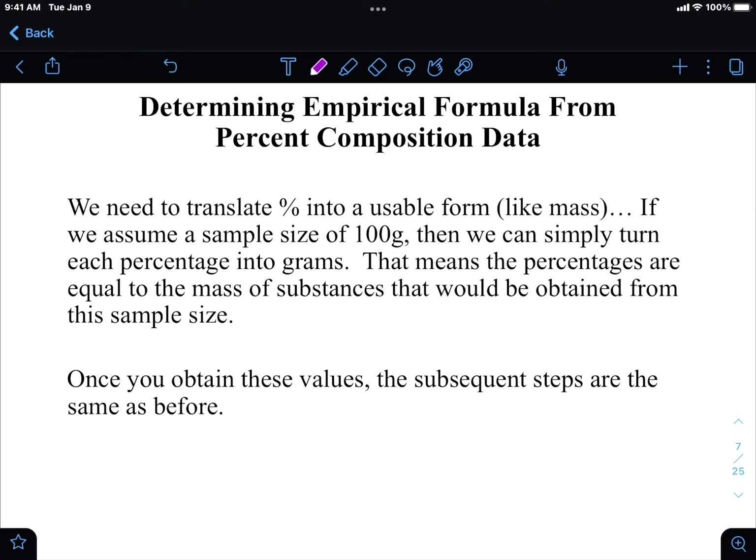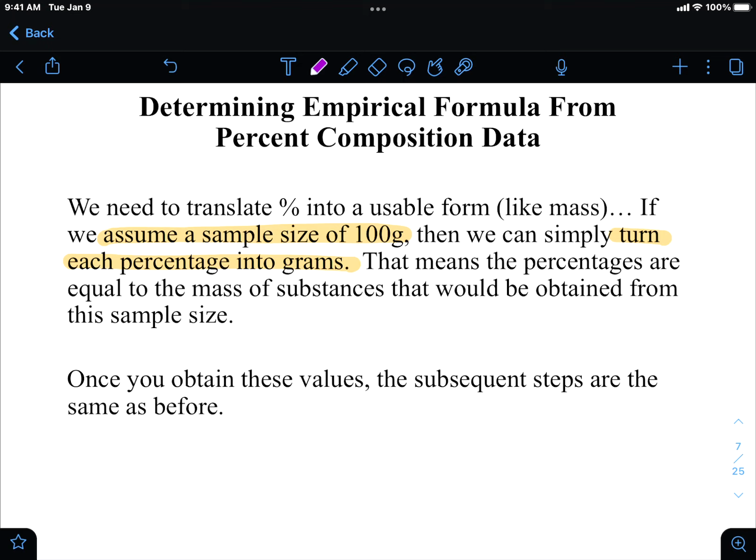Now, this time, instead of being given grams, you might be given percentages. Right? So if you are given percentages, then you are just going to turn each percentage into grams, meaning you're assuming a sample size of 100 grams.